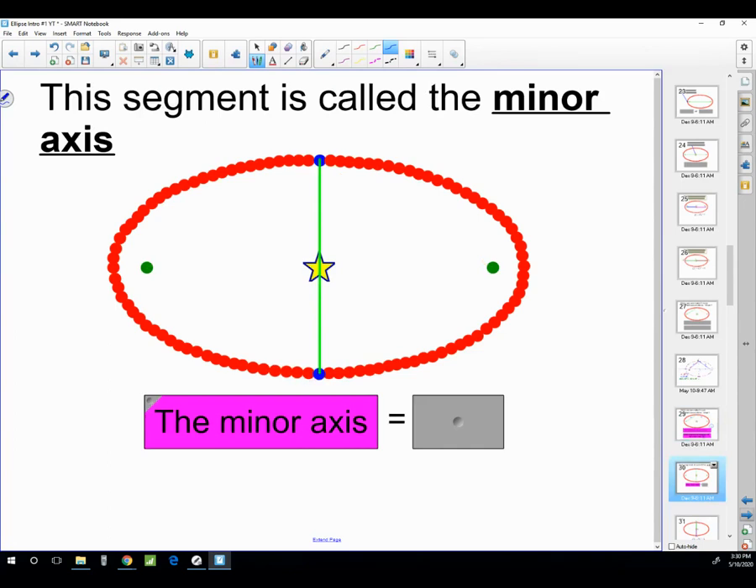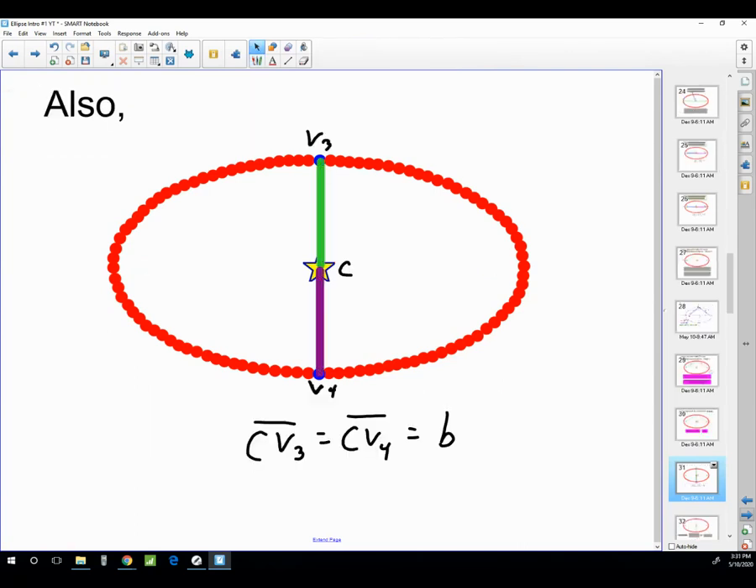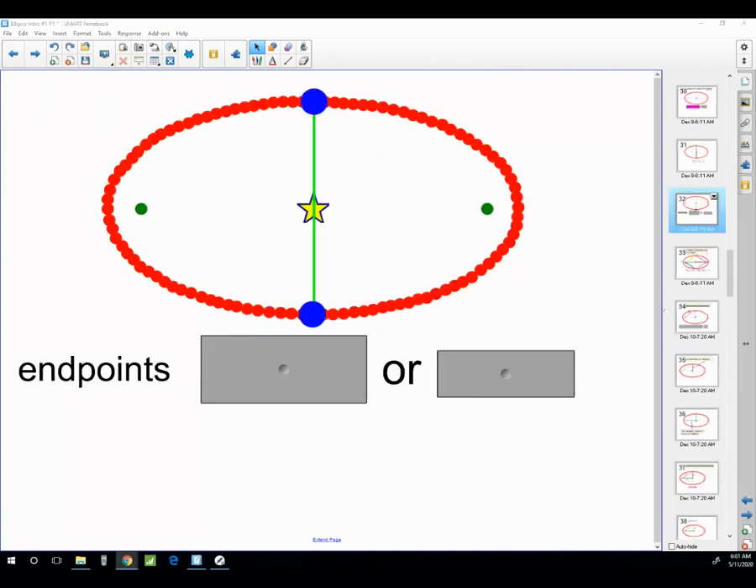This segment is called the minor axis, and the minor axis is of length 2b. Well, if we cut it in half, they're each equal to b, and the center does cut it in half, just like it did the other segments. That was fun. Let's move on. All right, so it follows that these points are called minor axis endpoints or vertices.